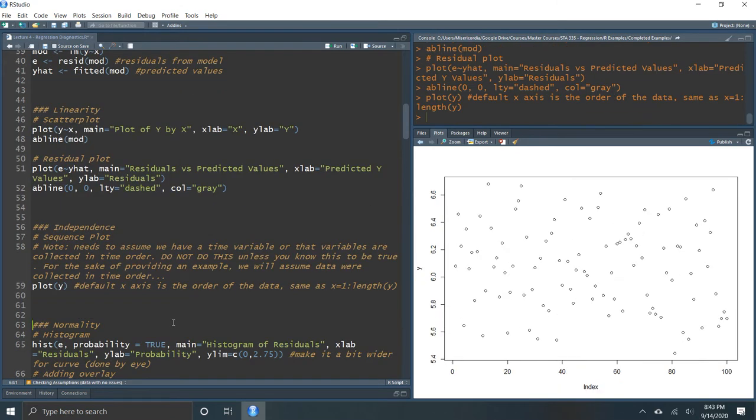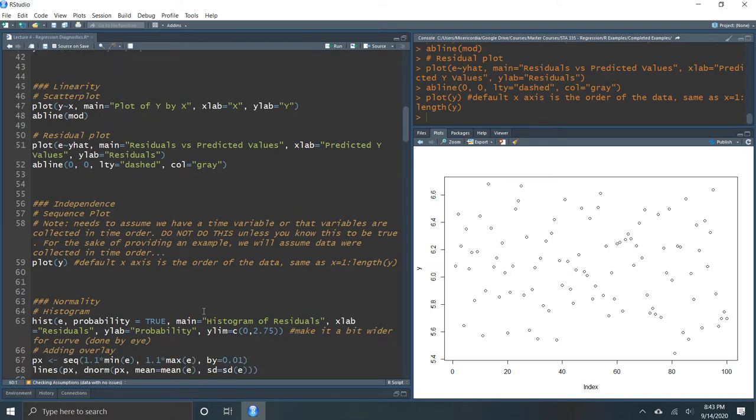So in this case, if we wanted to plot y in order, then we would just use the command plot y. And we can do this because the default x values are the order of the data, 0, 1, 2, 3, 4, 5, 6, etc. So if I don't enter an x value, then the y's will be arranged in terms of the order in which they're presented in the data set.